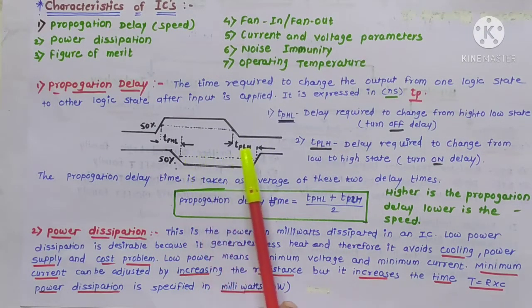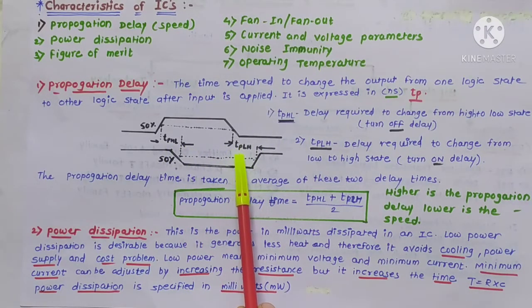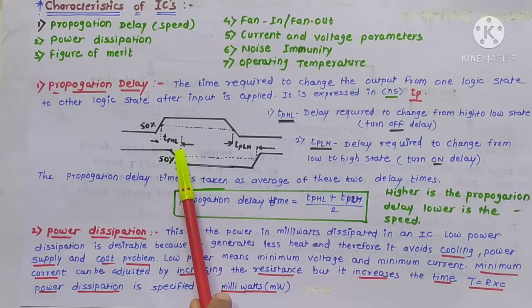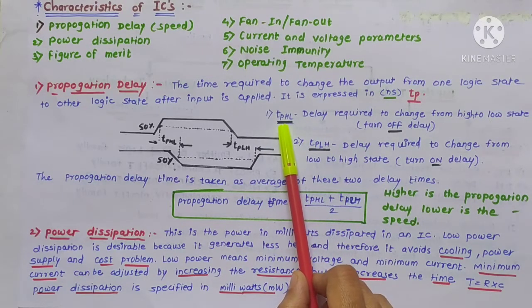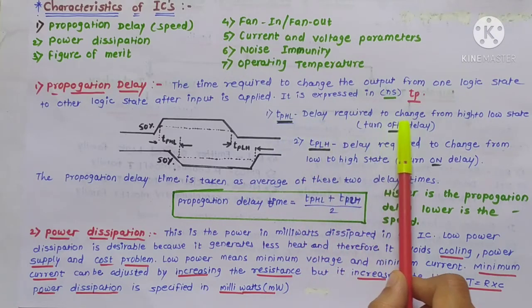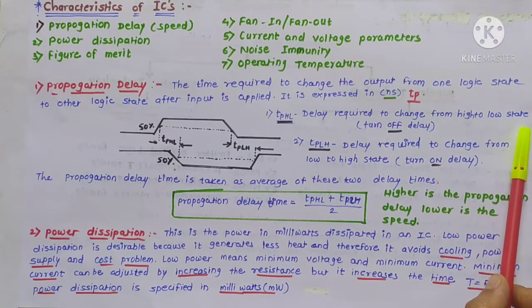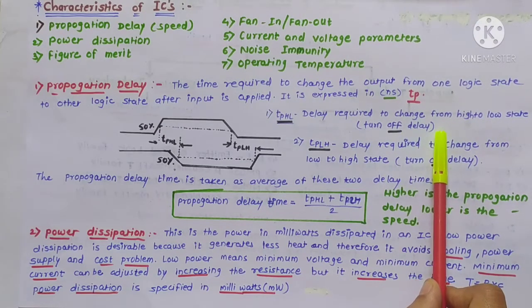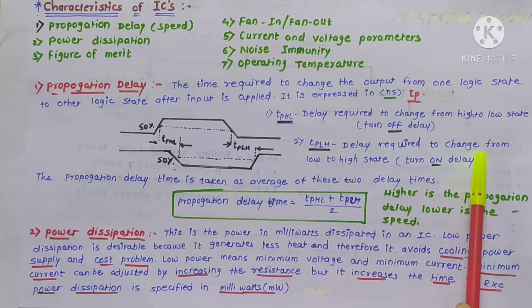In this diagram, there are two quantities, TPHL and TPLH. Practically, propagation delay is calculated by measuring these two propagation delays. Here this TPHL is nothing but the delay required to change from high to low state, which is called the turn off delay. Second, TPLH is the delay required to change from low to high state. This is the turn on delay.